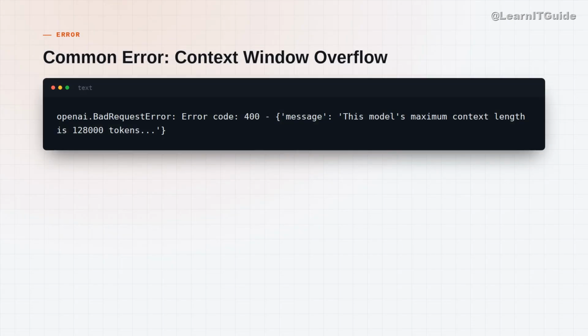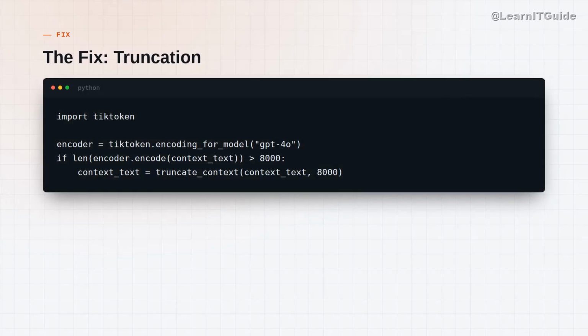A common mistake is injecting too much context. You will see this specific error from the OpenAI API when your prompt exceeds the model's limit. This happens because the engineer didn't track the number of tokens being injected. The fix is to use a token counter like tiktoken before sending the prompt and truncate your context if it's too large. Here is the fix. We use the encoder to check the token count before building the prompt. If it is over 8,000 tokens, we truncate it to keep the system stable. This ensures your service doesn't crash during peak traffic when longer documents are retrieved.